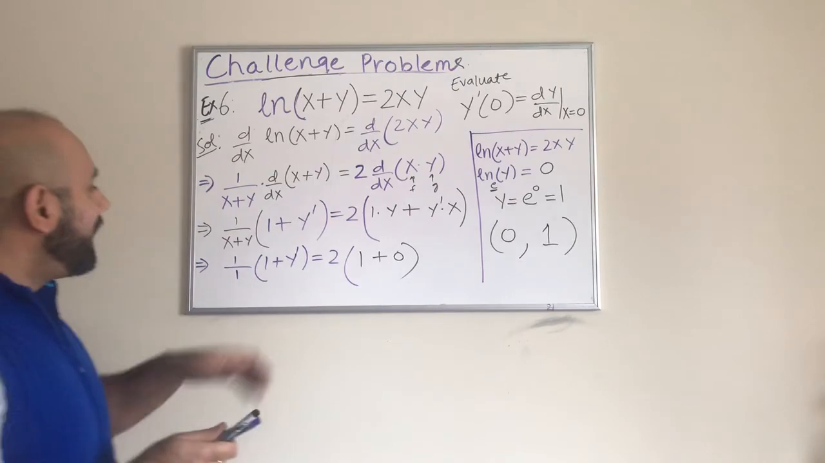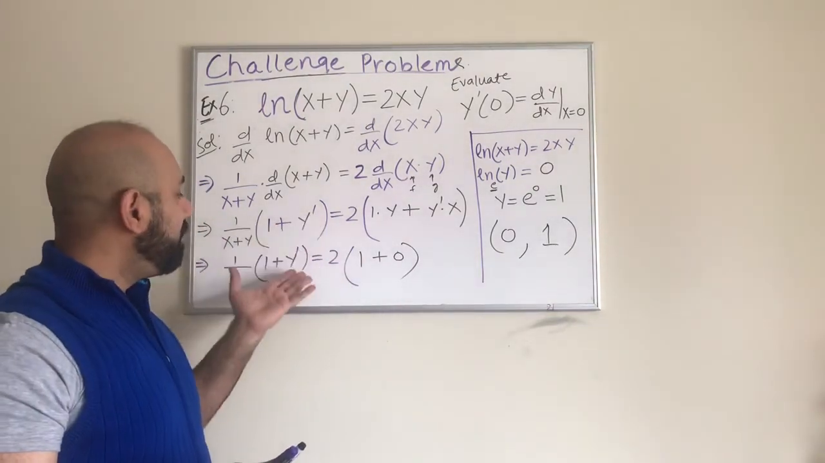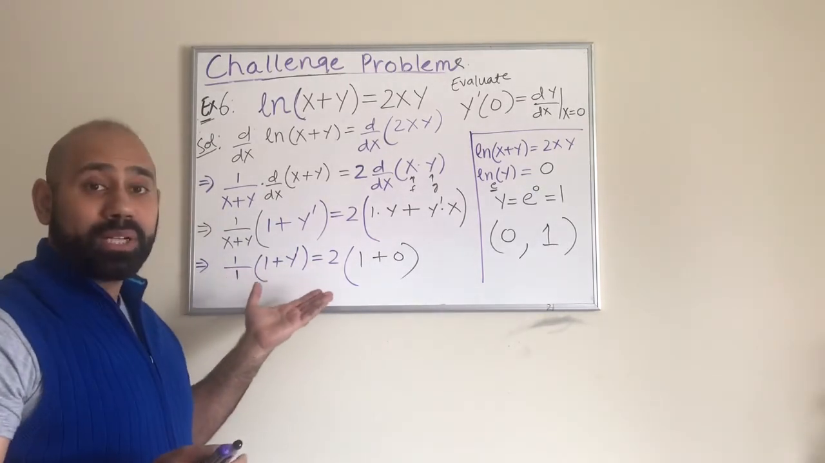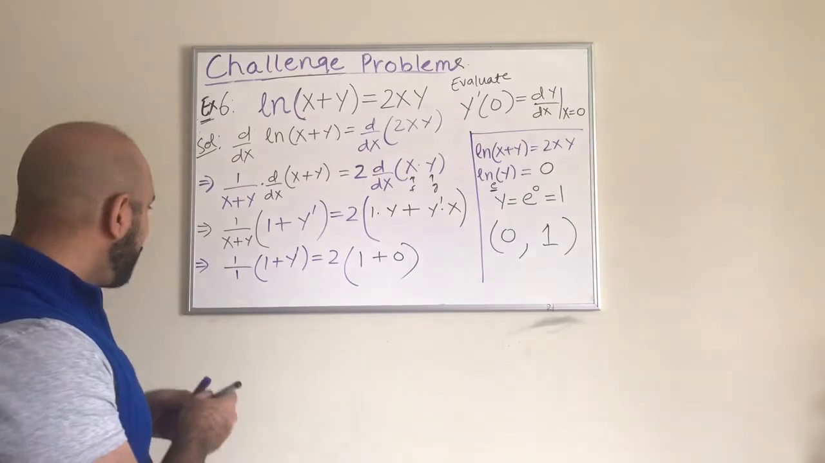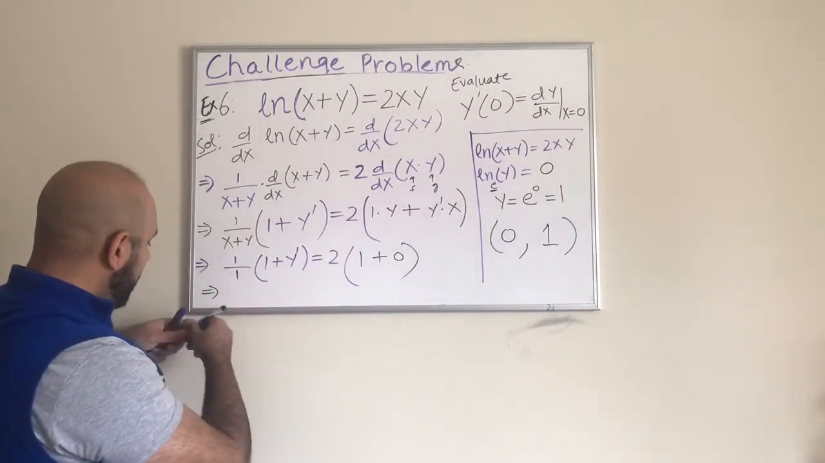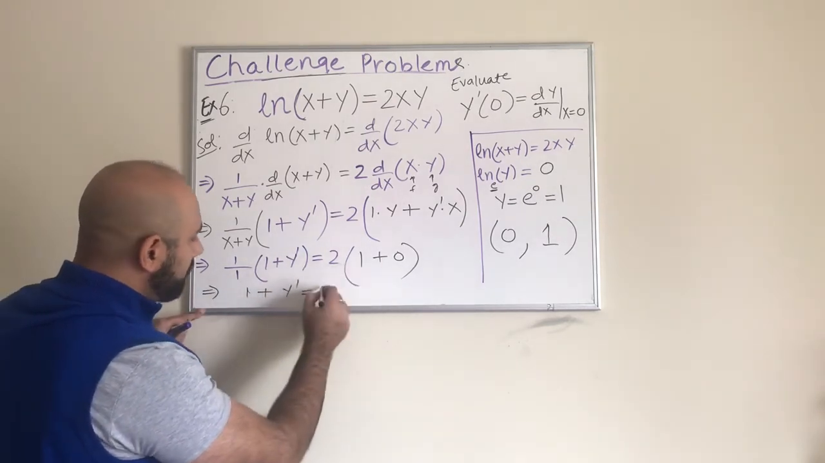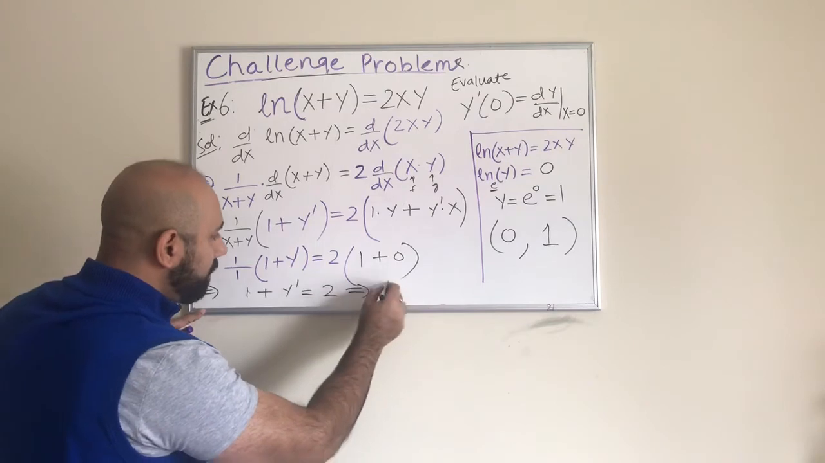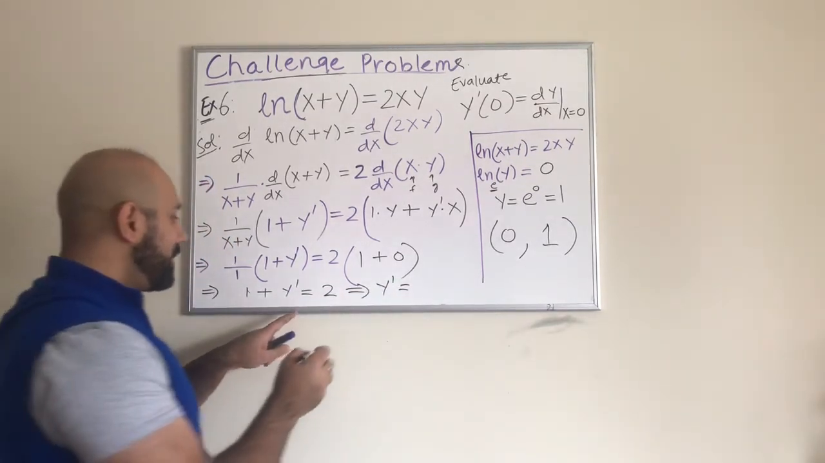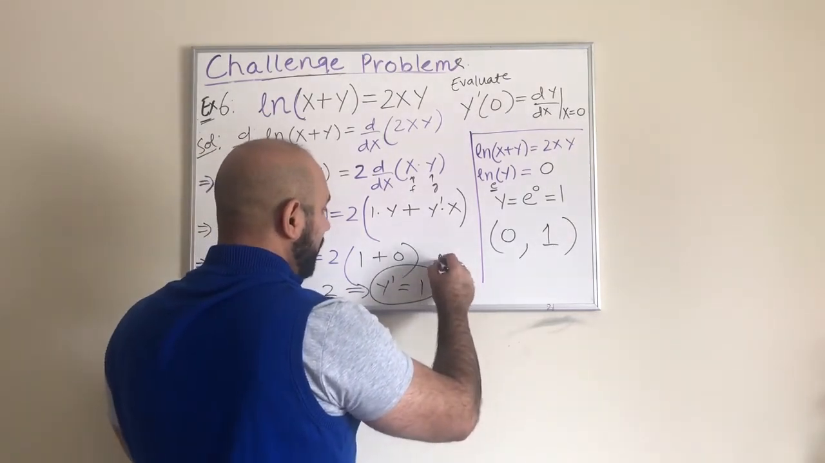So you can already see that by substituting the values for x and y, this equation simplifies to something much simpler, and now it is going to be much easier for us to actually solve for y prime. Now let us go ahead and try to solve for y prime. This is just 1. So it's going to be 1 plus y prime equals 2 times 1, which is just 2. If I have to solve this for y prime, all I have to do is subtract 1 from both sides. So if I subtract 1 from both sides, I get 2 minus 1 is 1, and y prime is 1, which is my final answer.